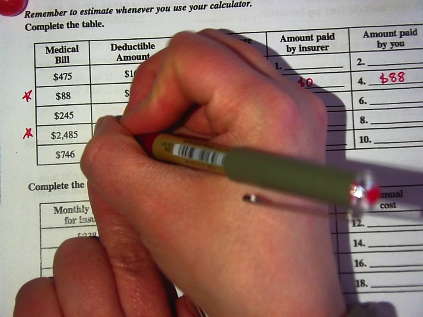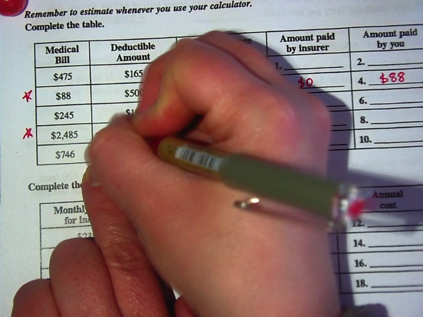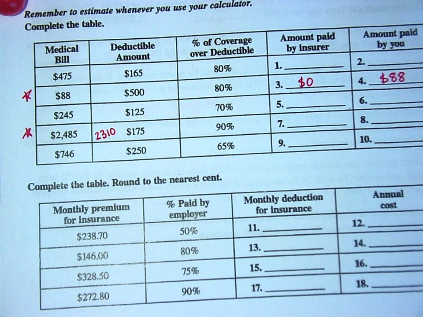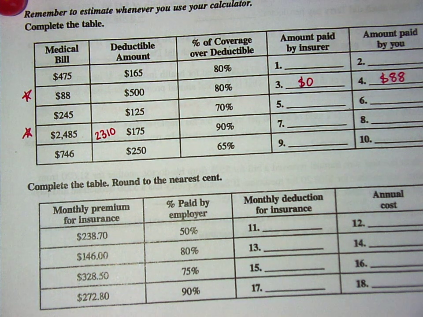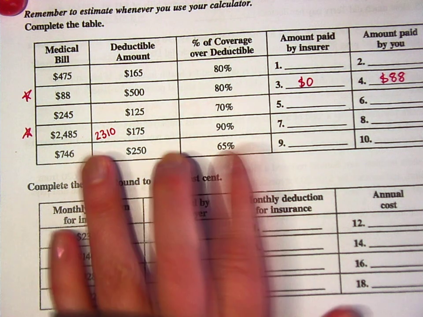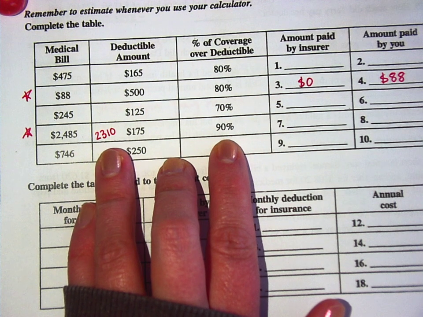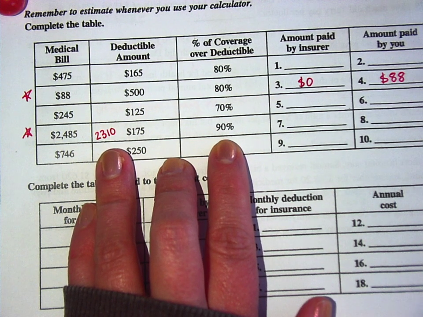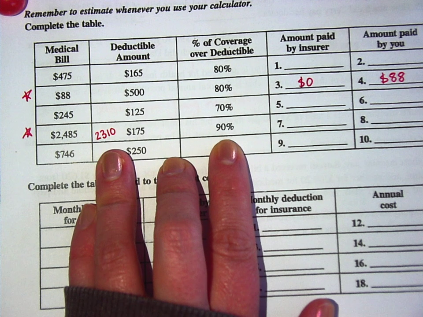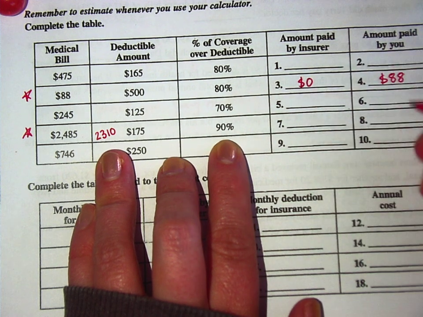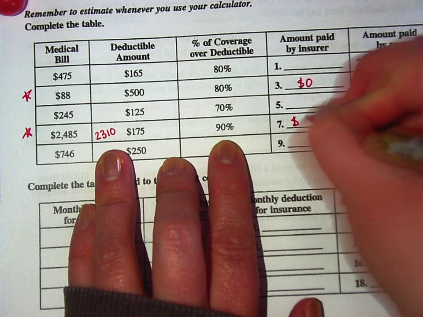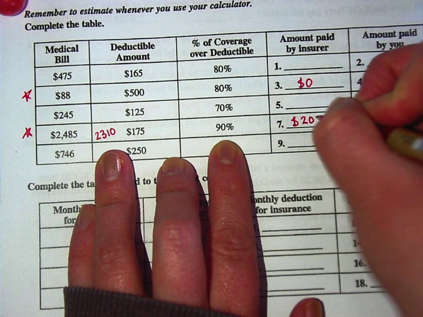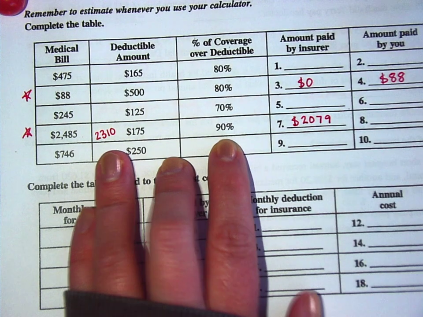So I'm going to write here, we still have 2,310 left that we have to figure out. And then they're going to pay for 90% of that. So how do we figure out 90%? Right, so in your calculator right now, you're taking $2,310 times 0.9. Which means the insurance company is paying for $2,079 of this bill.